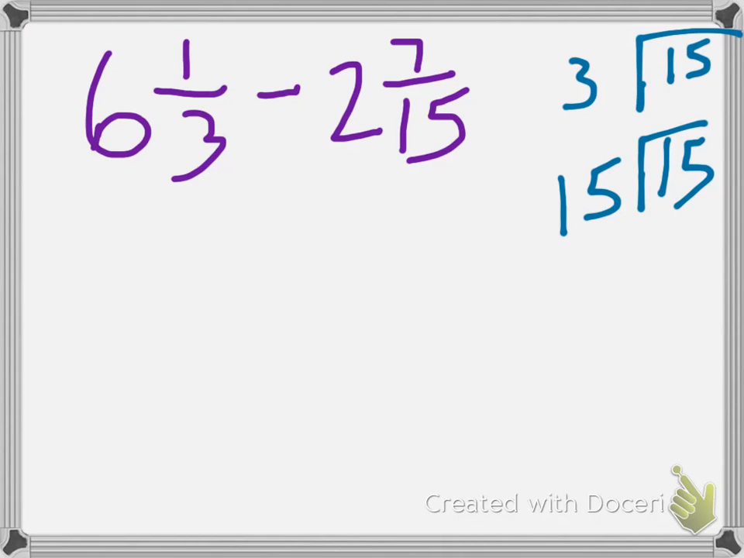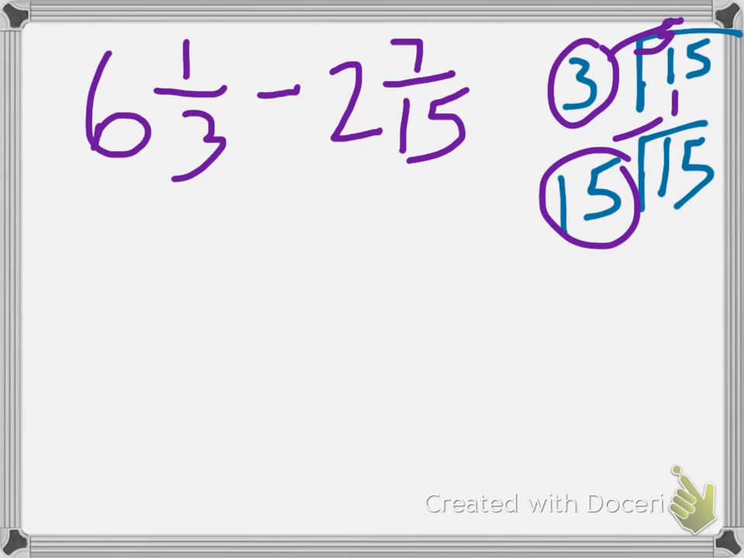So just think about your multiplication facts. What number can 3 and 15 divide into? Or look at your multiplication fact sheets and find a number that 3 and 15 have in common. Those are factors or multiples. Okay, so 3 divides into 15 5 times. 15 divides into 15 one time. So I know the fraction that has 3 in the denominator, I should multiply it by 5. The fraction that has 15 in the denominator, multiply it by 1, or just leave it like it is.